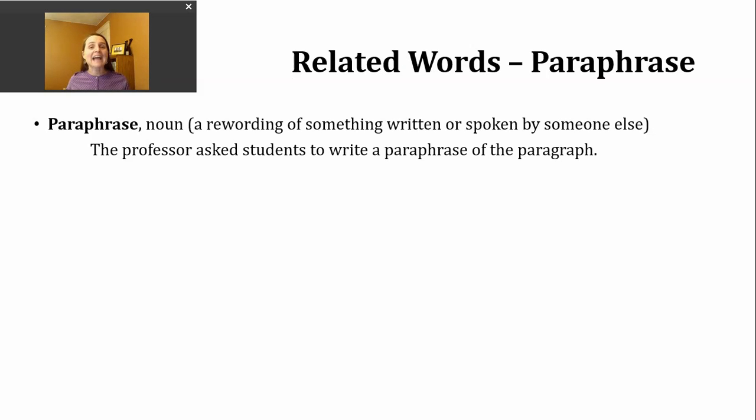Now let's take a look at the noun form, which has the exact same spelling, exact same pronunciation as our verb. So in its noun form, a paraphrase is a rewording of something that has been written or spoken by someone else. Let's look at an example. The professor asked students to write a paraphrase of the paragraph. Okay, so taking some other writer's ideas or concepts, and the professor is asking the students, now you sort of explain this in your own words.